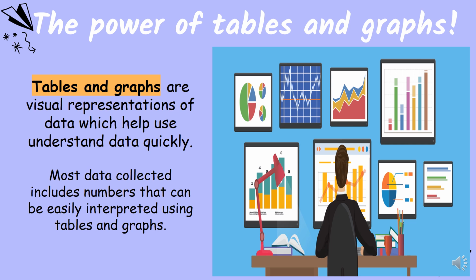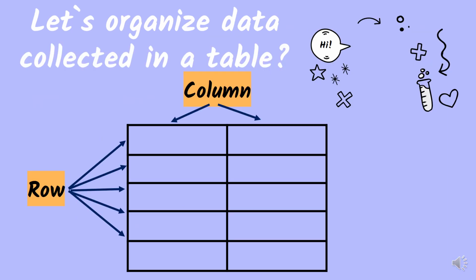Tables and graphs are visual representations of data which help us to understand data quickly. Most data collection includes numbers that can be easily interpreted using tables and graphs. Let's organize data collected in a table. As you see, the table consists of rows and columns.